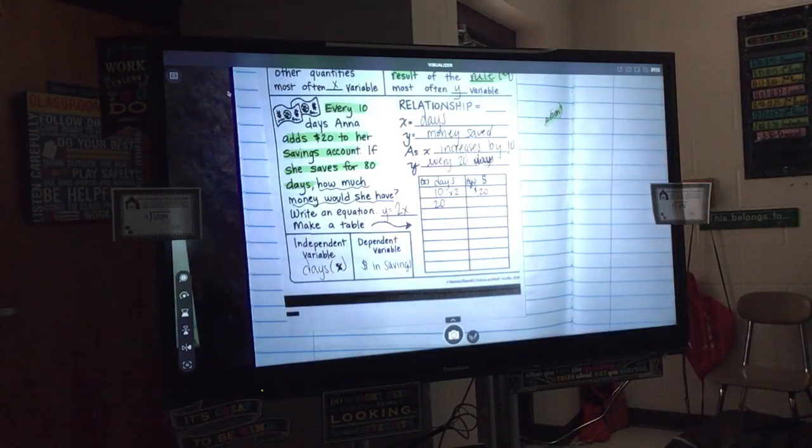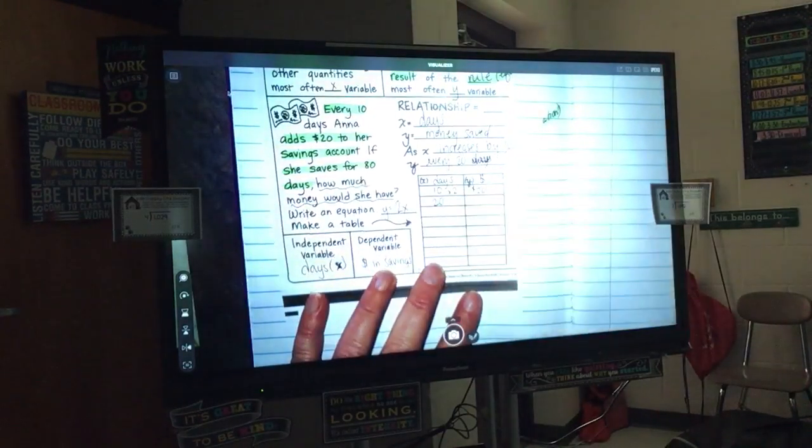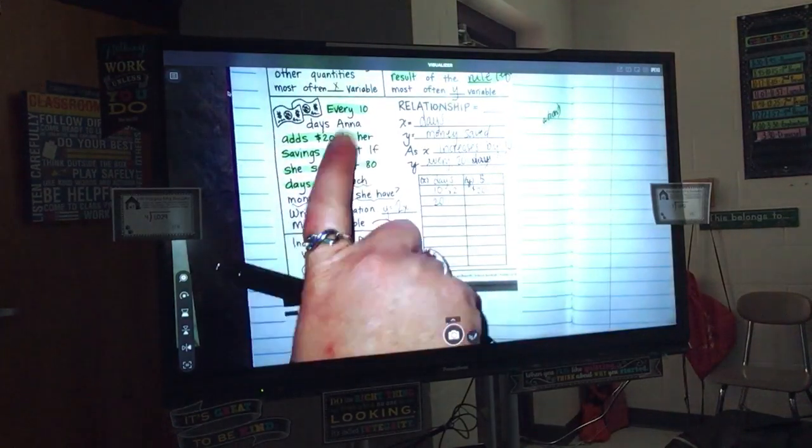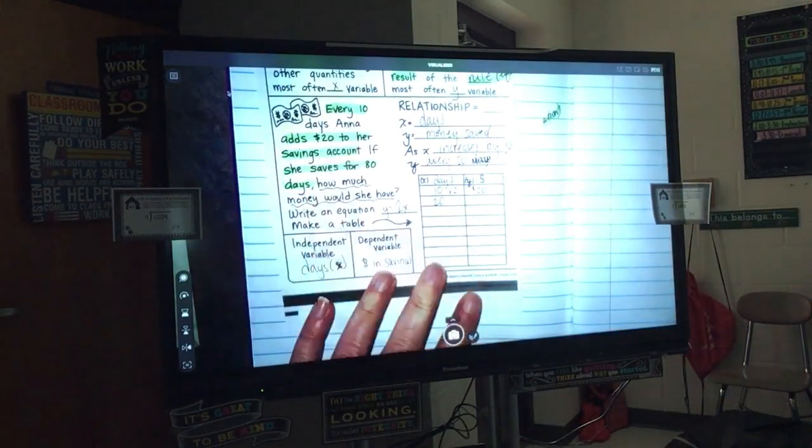All right. So as you're filling out this chart, because Ace was kind of confused and he was like, I don't understand the increase by 10. In this column, we have to increase by 10 because of this information right here, right? Every 10. So your X is increasing by 10. Therefore, your Y is increasing by 20.